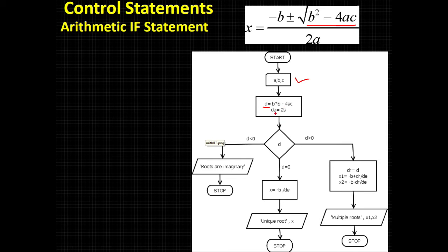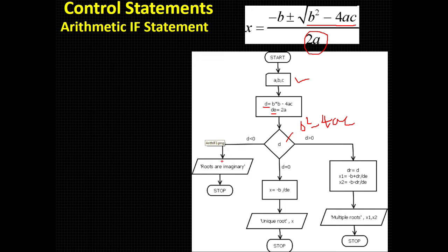Okay, so we have calculated b square minus 4ac and stored it in d. We have also calculated de. de means this 2a, and b square minus 4ac is d. So we have calculated this. Now if the value of d, meaning the value of b square minus 4ac, is negative or less than 0, then it will go on this side.